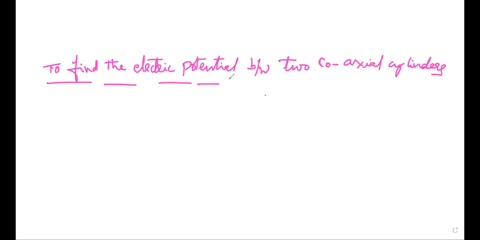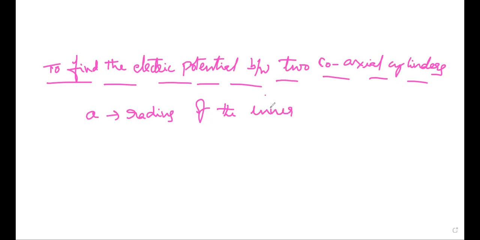So let a be the radius of the inner cylinder, and b be the radius of the outer cylinder.